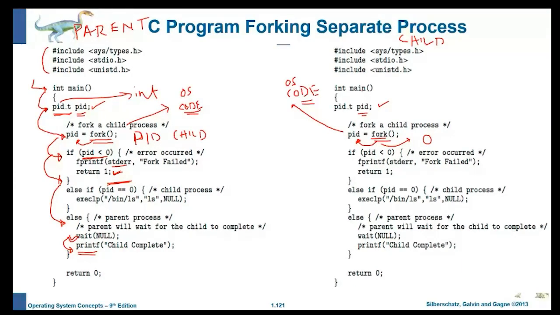Let's focus on the child now. The child is a different process but has the same code. But as I told you, fork is going to return a 0 to the child. So PID is 0. It comes here and checks, is PID negative? No. Is PID 0? Yes. So the child is going to execute this code. The parent executed one part of the code, but the child is going to execute some other part of the code. What is it going to do? It is going to run this line.